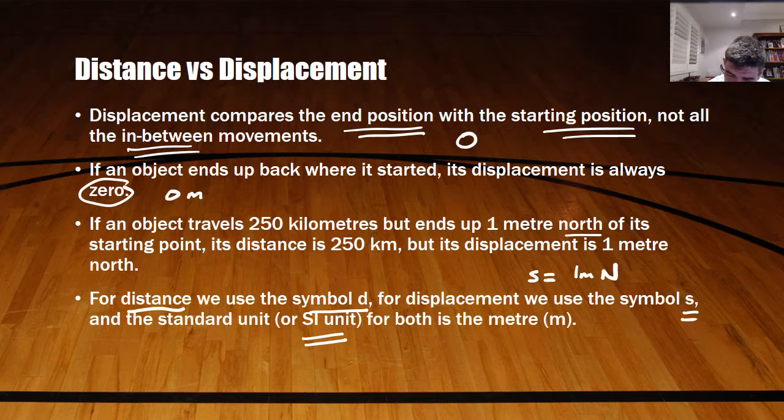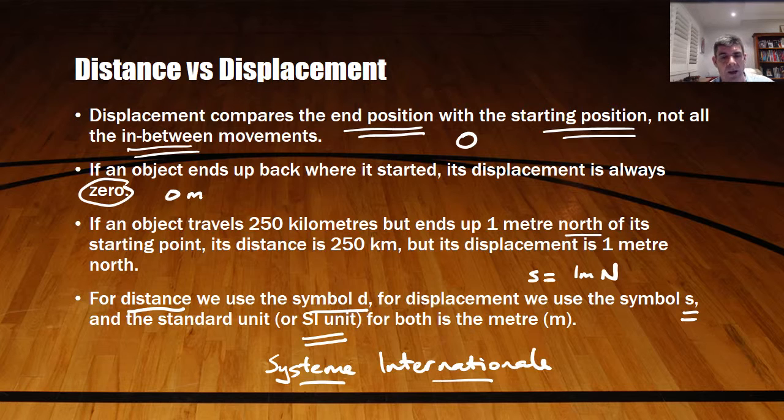SI is Système International. It is an international system of units that is used around the world, and it means that different scientists in different places are always referring to the same things. And that means we can keep consistency and also share information between different scientists.